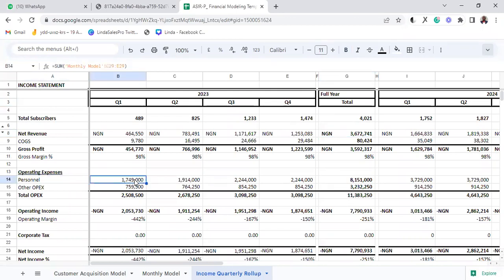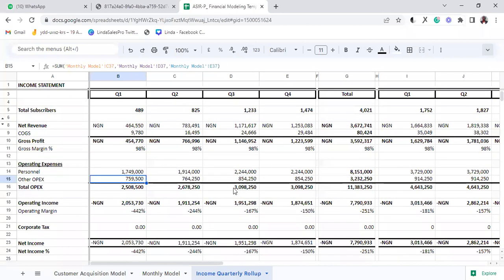So you are spending 1.7 for the first quarter, 1.9 this, so a total of 8. So this is how much you're spending here. Okay, so other OPEX, meaning all of those other expenses, this is what you're spending. So this is your total OPEX. Your total OPEX for the first year is going to be a total of 11.3 million.